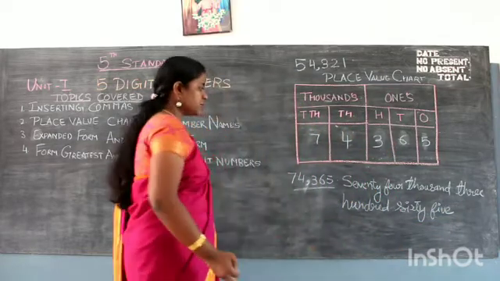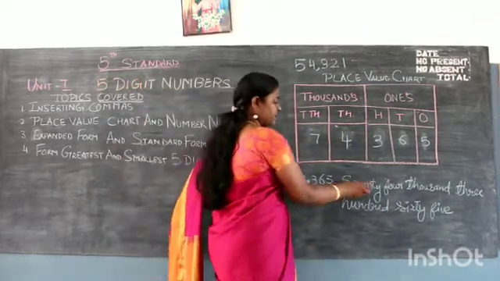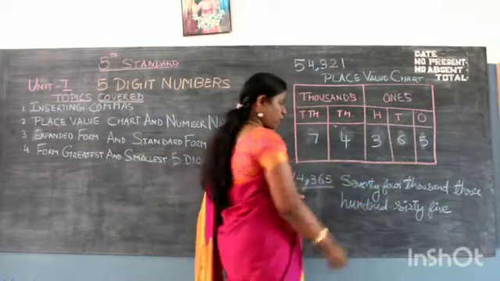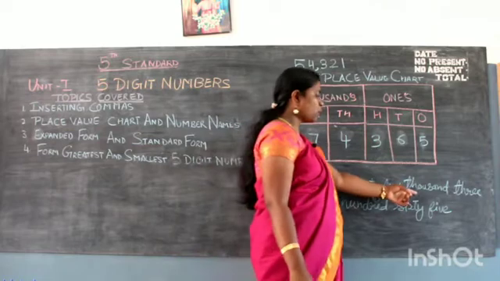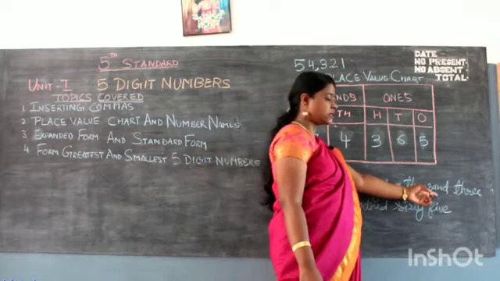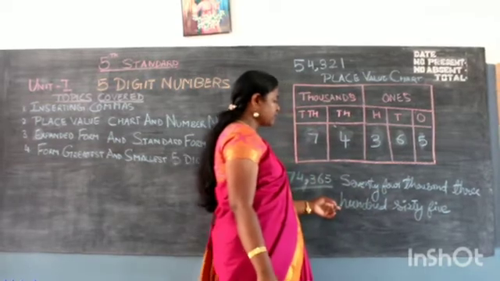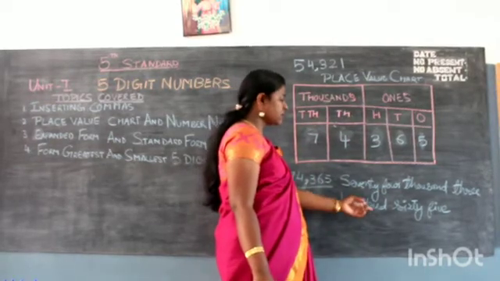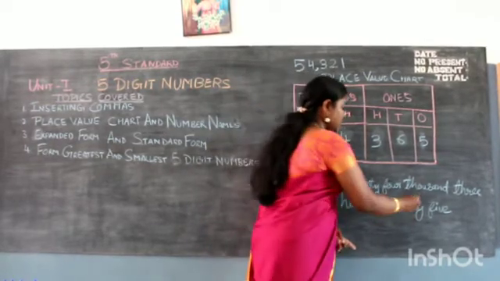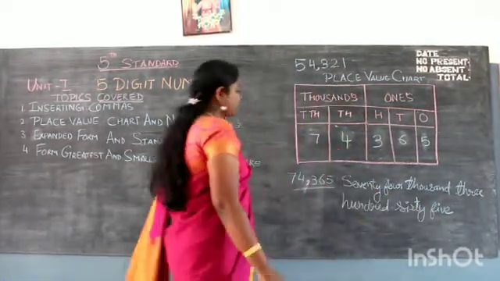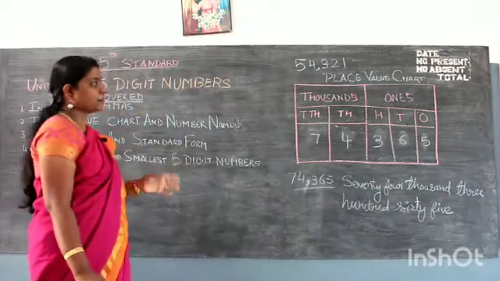See children, it is seventy, 70; four thousand, 4,000; three hundred, 300; sixty, 60; five, 5, right? So this is how you're going to write the number names.